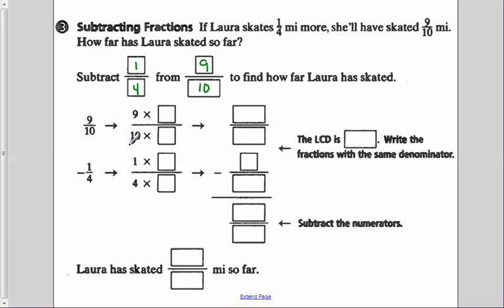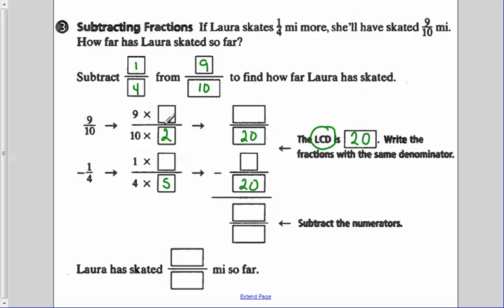So 9/10 and 1/4, the common denominator between 10 and 4, well, that's going to be 20, because I know that 10 times 2 is 20, and 4 times 5 is 20. I could have done 40, but again, we're dealing with larger numbers, and it's a lot easier to use our least common denominator. And in this example, 20 would be that.